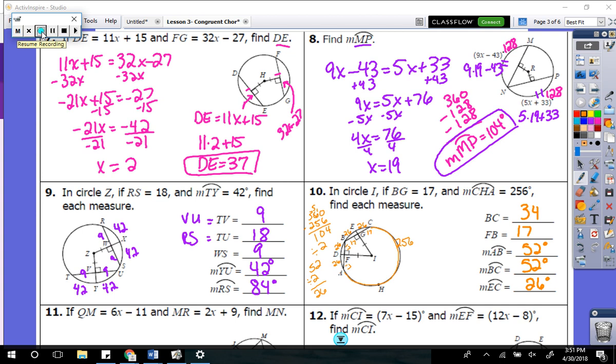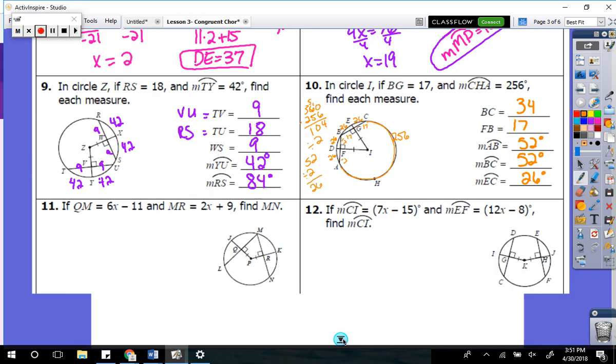All right, if you take a look at 10, I tried to put a little extra work into there. They gave me the 256 here. I did a little work to get all these little pieces here. Once I got that, I knew these two were the same, divided by 2. These two are the same, divided by 2, so I had them all. This should still total 360 when you're done. Because BG is 17, that was only half. I got my 17s all in there. If you have any questions, make sure to bring them to class.